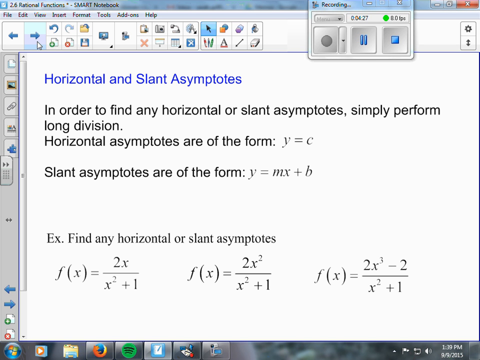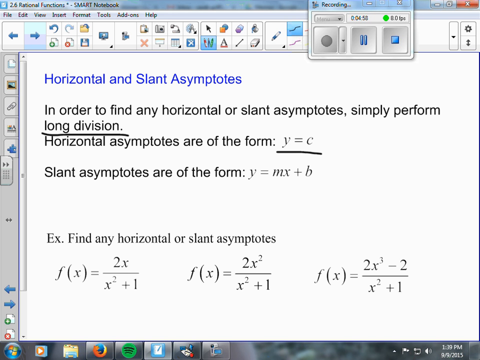Okay. The next important topic in rational functions is to talk about the other kinds of asymptotes, horizontal asymptotes and slant asymptotes. The way that I teach horizontal asymptotes and slant asymptotes is really simple. I just have you do long division. You have to know long division no matter what, so you know it anyway. You do long division. Whatever you get as your answer is your asymptote without the remainder. You can just ignore the remainder.